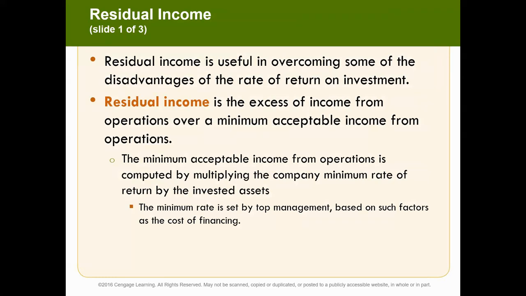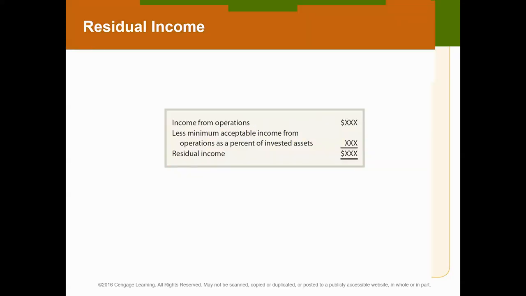Okay, so let's look at residual income. This is a really fun topic. Residual income is useful for overcoming some of the disadvantages of the rate of return on investment. Residual income is the excess of income from operations over a minimum acceptable income from operations. The minimum acceptable income from operations is computed by multiplying your company's minimum rate of return by the invested assets. The minimum rate is set by top management and based on factors such as the cost of financing, just like I was talking about earlier with what we call the internal rate of return. This is how you would calculate that. And so I'll go through that concept here in a little bit.